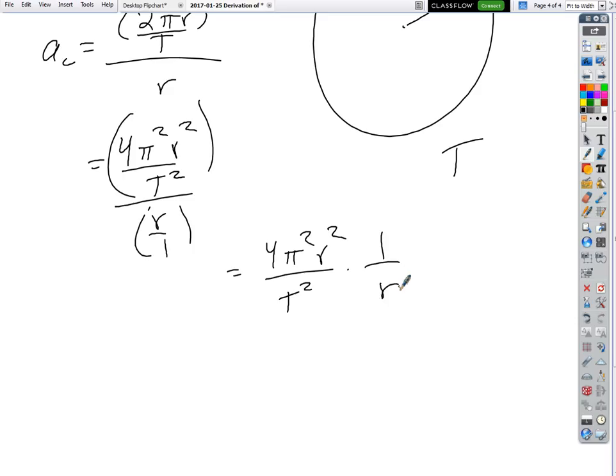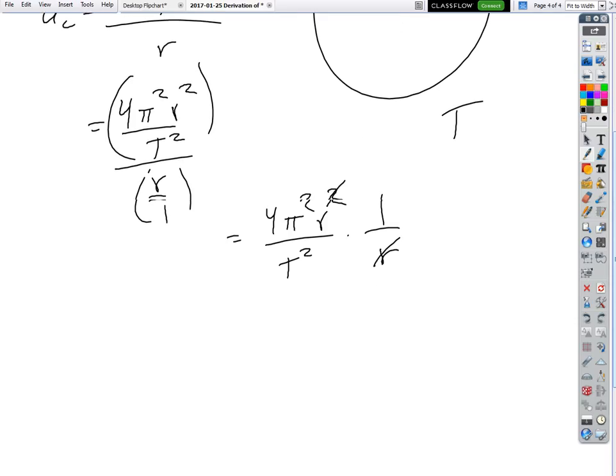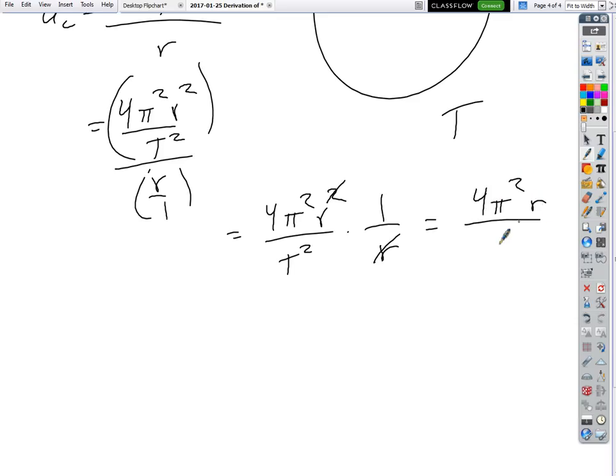Now what can I do if I've got an r squared on the top and an r on the bottom? Everything's being multiplied, so I could divide an r away from the top and bottom, or cancel one. And so another way I can write centripetal acceleration is 4 pi squared r over T squared. That's also centripetal acceleration, just an alternate way of writing it. Okay, so now let's look at that.